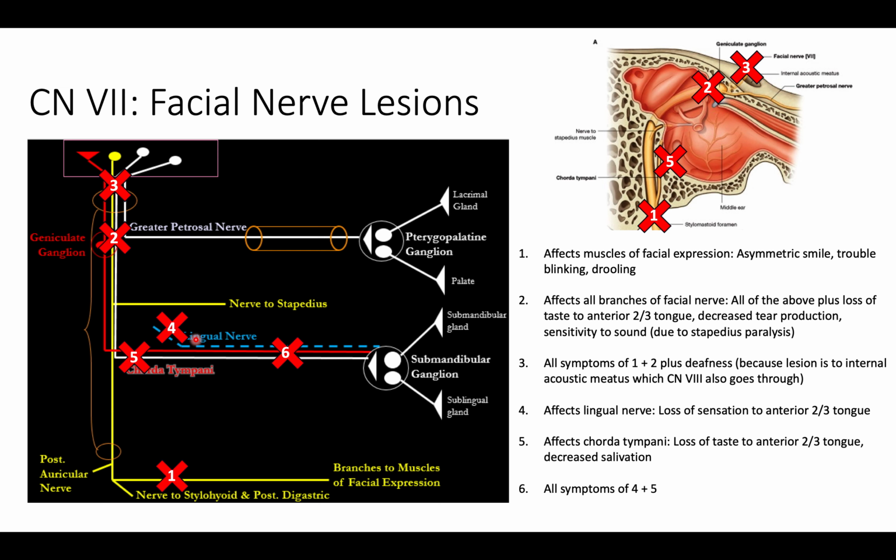If we lesion just the lingual nerve, we're going to have all sensation to cranial nerve 7, but we're not going to have sensation to the anterior 2/3 of the tongue. Remember, lingual nerve came from V3. And then chorda tympani, if we lesion it, we're not going to have taste to anterior 2/3 of the tongue and decreased salivation, but we'll still be able to sense.